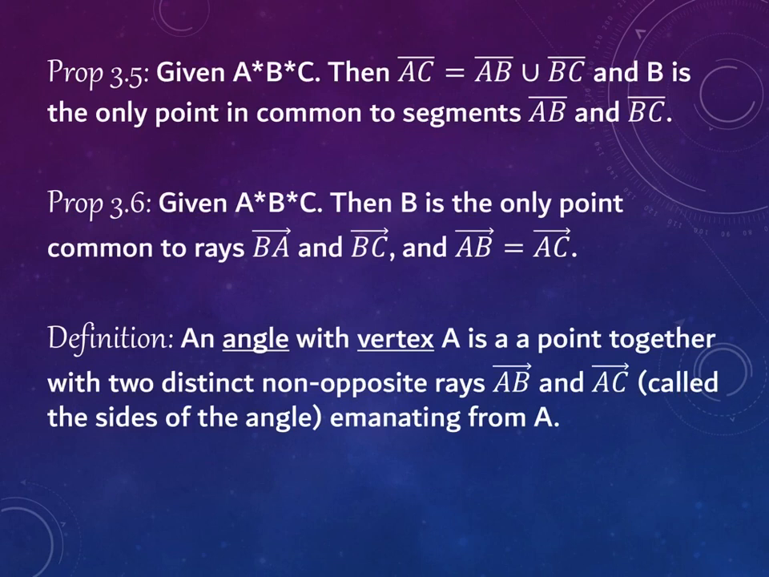So we've been working with rays now all day, and we're going to talk about how we join two rays together that are not opposite, and they create an angle. So an angle with a vertex A is a point together with two non-opposite rays, AB and AC, called the sides of the angle, emanating from A.